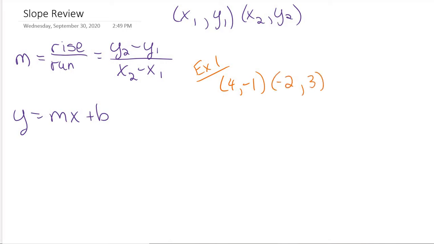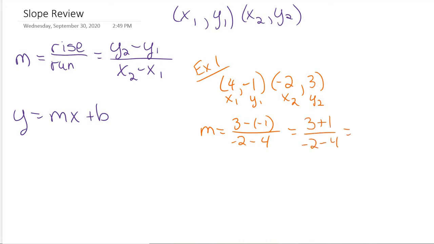So if we have these 2 points, it doesn't matter which one we say is x1 or x2, just as long as y1 goes with x1 and y2 goes with x2. So I'm just going to label them in the order they're written. And then just substitute them into the equation. So 3 minus a negative 1 and negative 2 minus a 4. So be careful of this minus a minus because that's going to become a plus. And we end up with 4 over negative 6, and then just reduce it to negative 2/3.